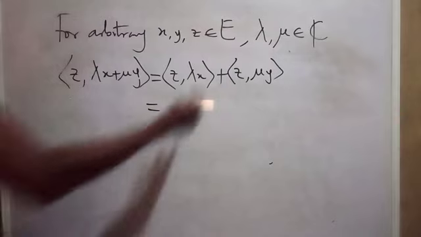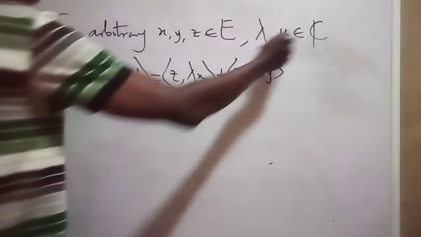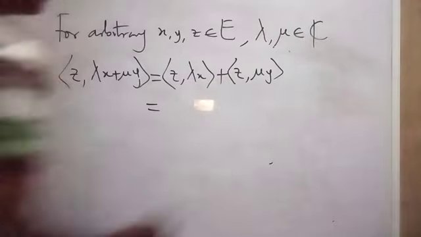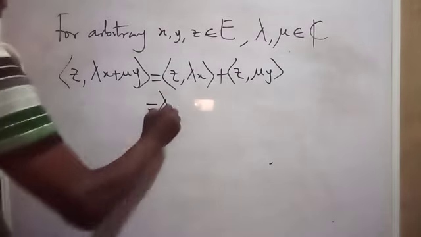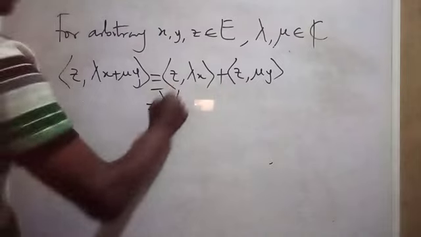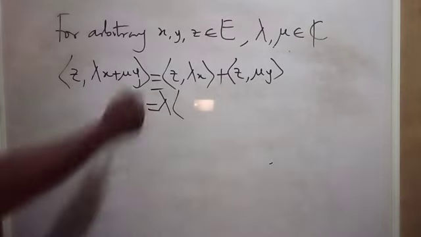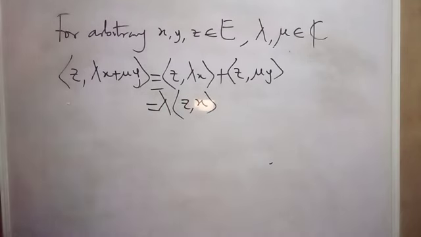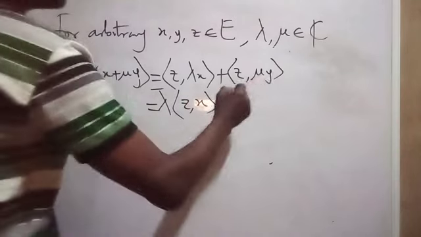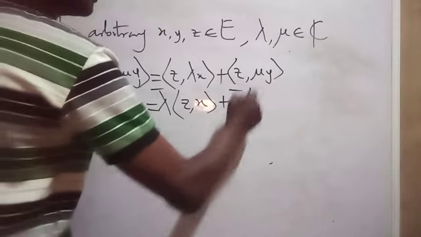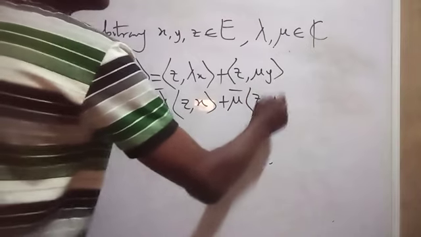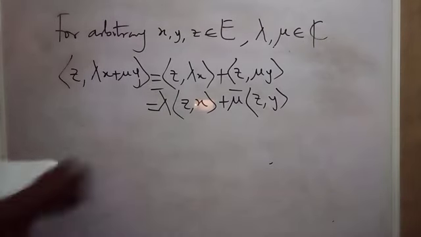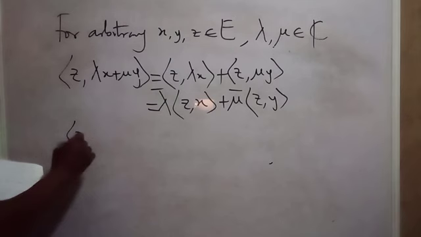Now we want to bring the complex number, this scalar, the lambda and the mu, to the left. So lambda, when you have transferred it to the left, you have to put a bar there. It's now the complex conjugate of lambda. Plus the mu, another complex number, z, y.